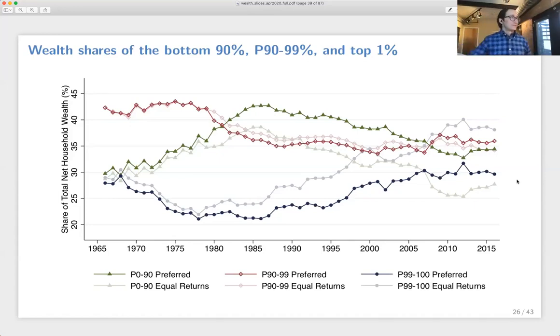But your results end in 2016, right? So yeah, would you like to speculate how your numbers could be affected by the recent tax reform?